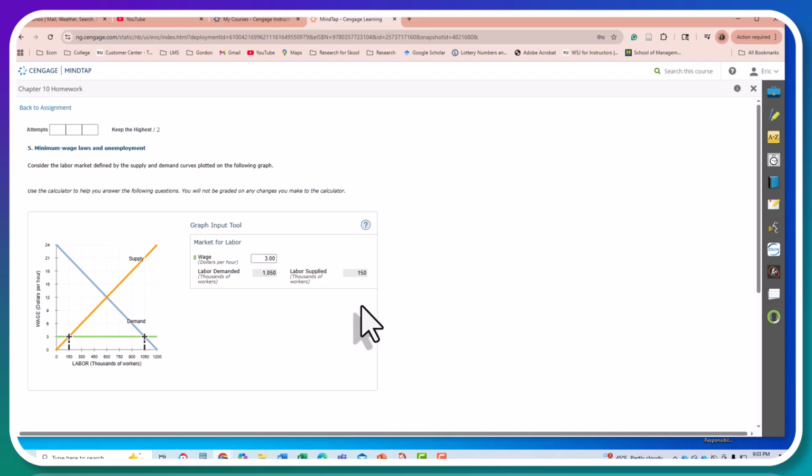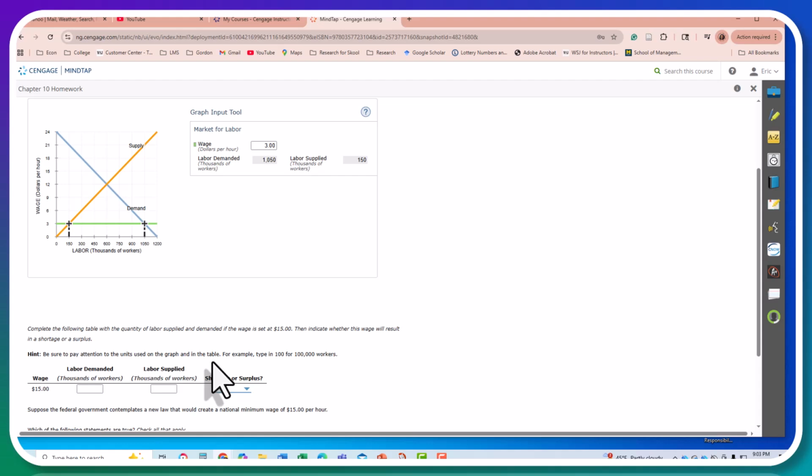All right, consider the labor market as defined. Supply and demand plotted on the curve. Use the calculator to help you answer the questions. You'll not be graded on any change you make on the calculator. Considering the following table, supply and demand, wage is at $15. Indicate whether the wage will result in a shortage or a surplus.